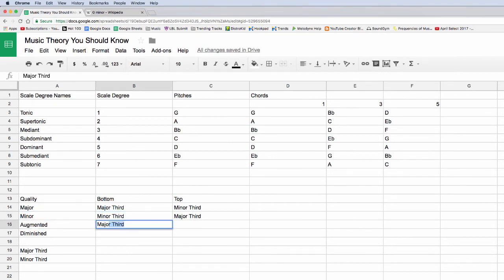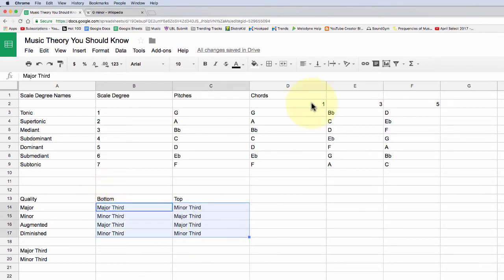If we have a major third on the top and the bottom, that's going to give us an augmented chord. If we have a minor third on the top and bottom, then we're going to have a diminished chord. All right, and so that makes sense. It's the only types of combinations, so it exhausts all possibilities there.